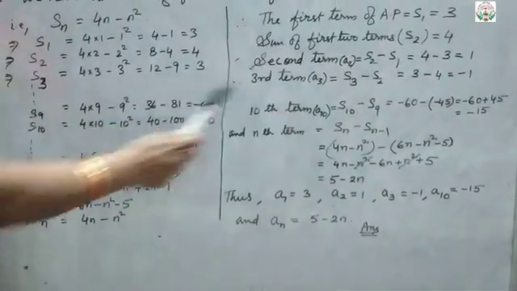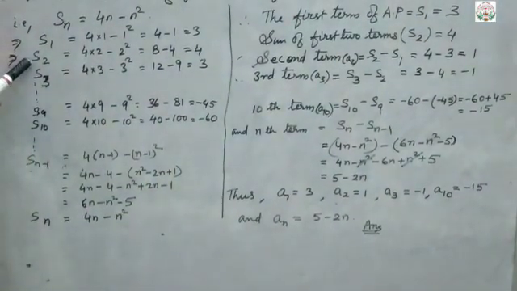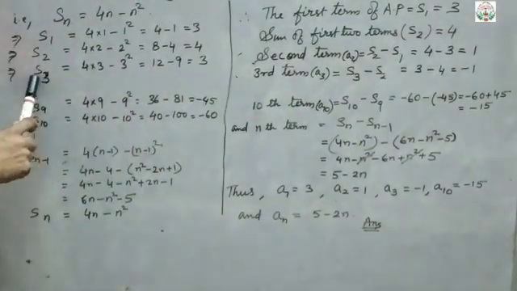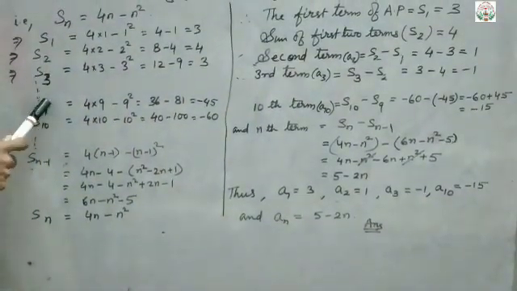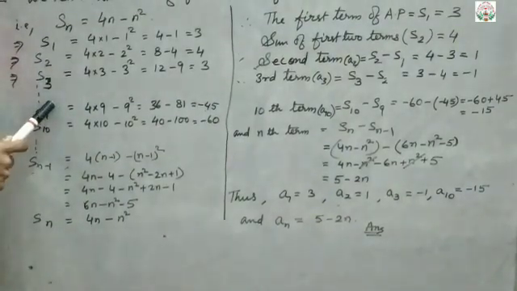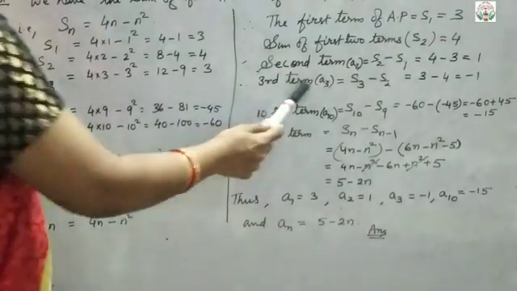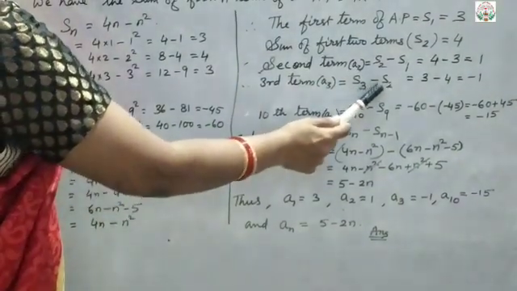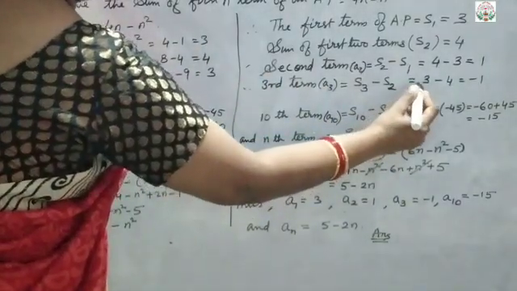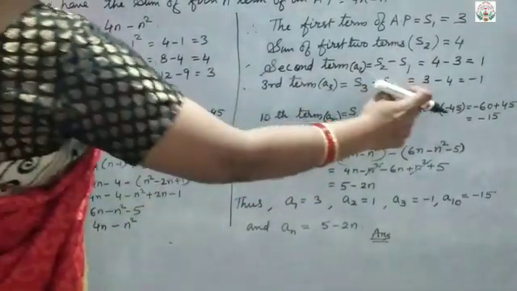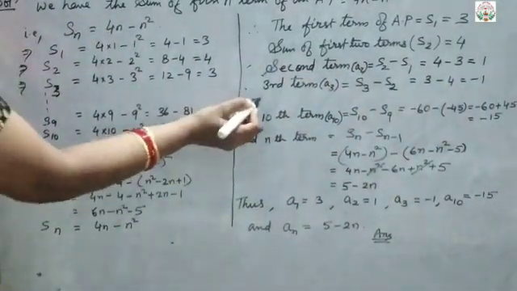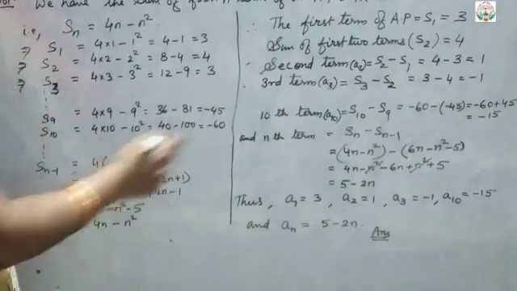Same way, the third term will be S3 minus S2. Clear? Here the sum of 3 terms minus the sum of the first 2 terms, I will get the third term. Understood? So third term A3 equals S3 minus S2. What is the value of S3 we got here? 3. 3 minus 4, so it will be minus 1.